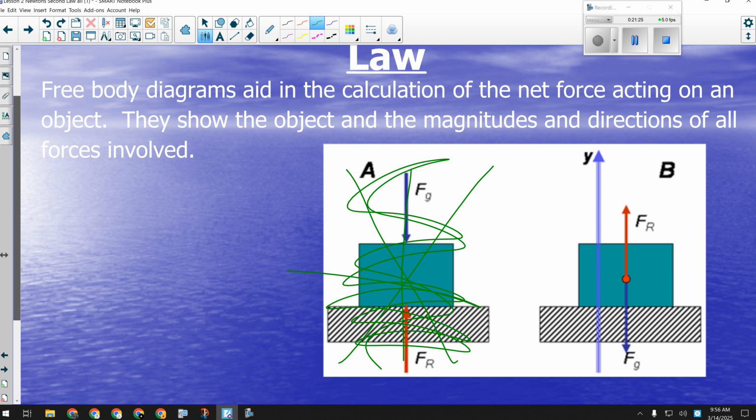Making sense? Like I said, we're going to talk about so many practical applications of the stuff we talk about with Newton's second law.